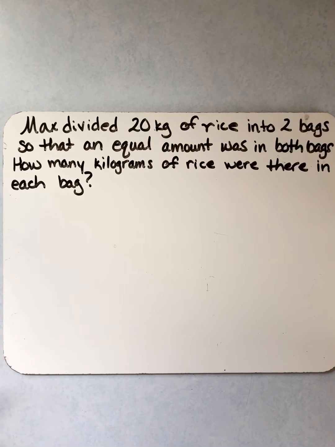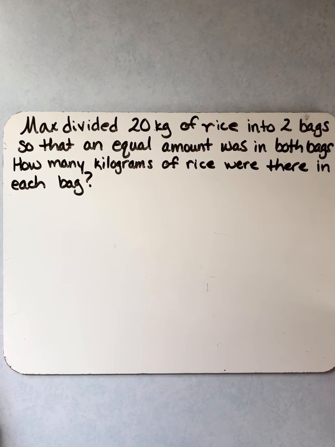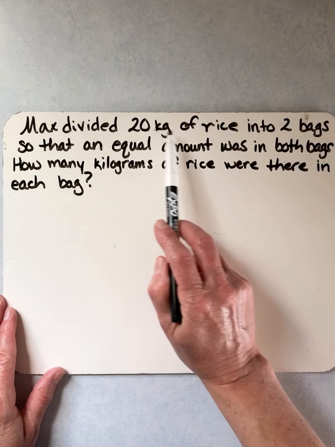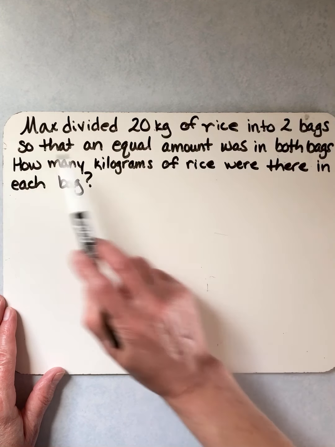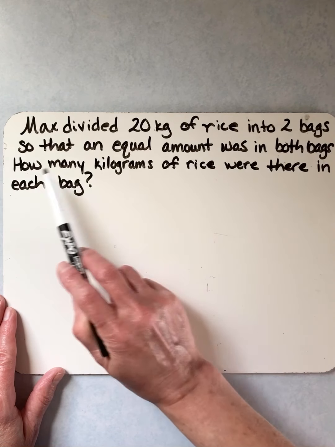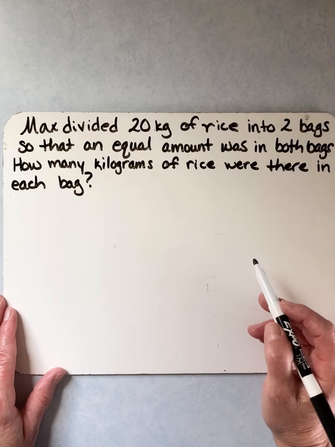Going to solve a word problem using the 8 steps of model drawing. The first step is to read the entire problem. Max divided 20 kilograms of rice into 2 bags so that an equal amount was in both bags. How many kilograms of rice were there in each bag?